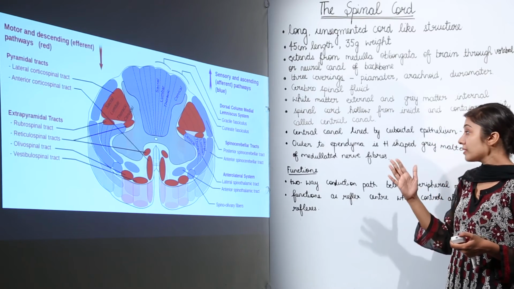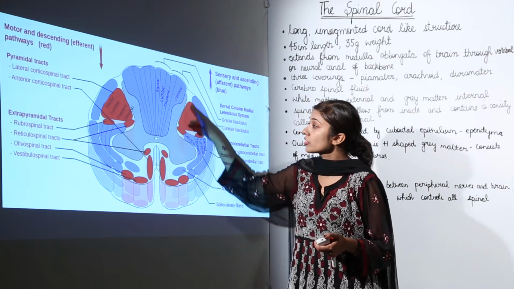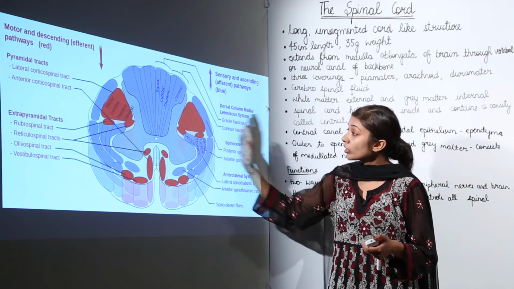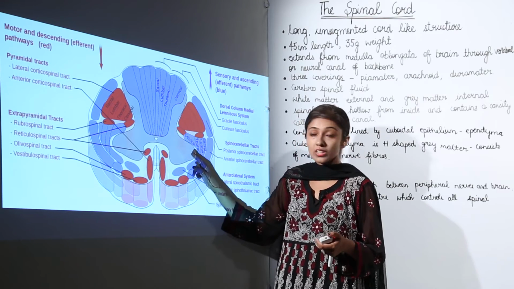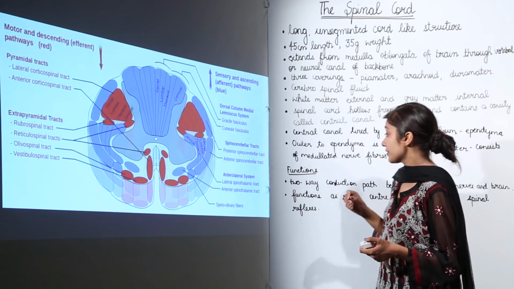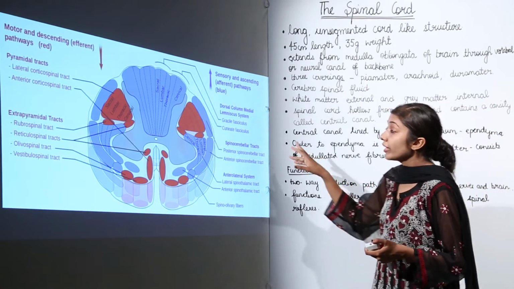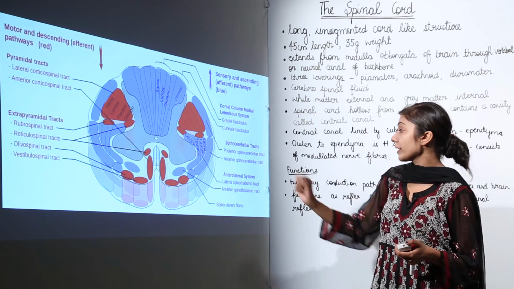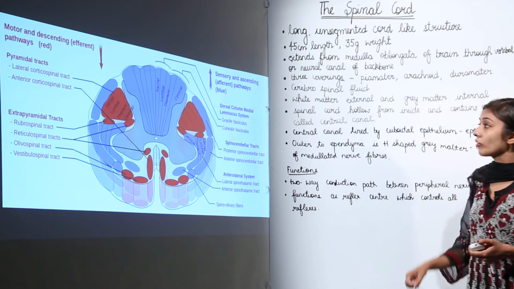Now, outer to this ependyma there is H-shaped grey matter. You can see that this is actually the H-shaped grey matter. Now, H-shaped grey matter, outer to this is white matter, right. This is H-shaped grey matter which is internal in position and outer to this is white matter, right. And this white matter contains medullated nerve fibers in the white matter. Now, let us talk about the functions of the spinal cord.